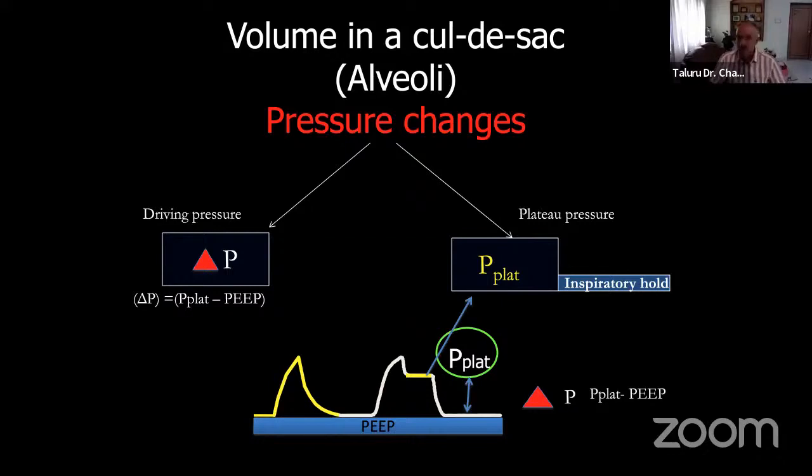So measure the patient's predicted body weight, tidal volume set, PEEP set, 5 PEEP, everything set. First pressure you have to measure is PIP. You don't have to measure, it comes as PIP. Then plateau pressure, then note down, then write down the driving pressure. Then ask the surgeon to go ahead with the surgery.